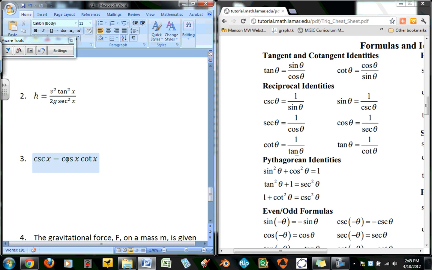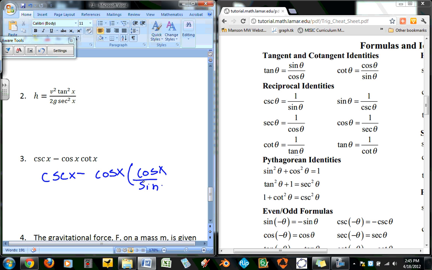All right. So here we go. Cosecant x minus cosine x times cotangent. All right. That could be difficult. Well, remember what I said about tangents? It seems always helpful if we change these into sine over cosine. In this case, cotangent is cosine over sine. So let's say cosecant of x minus cosine of x times cosine of x all over sine of x.